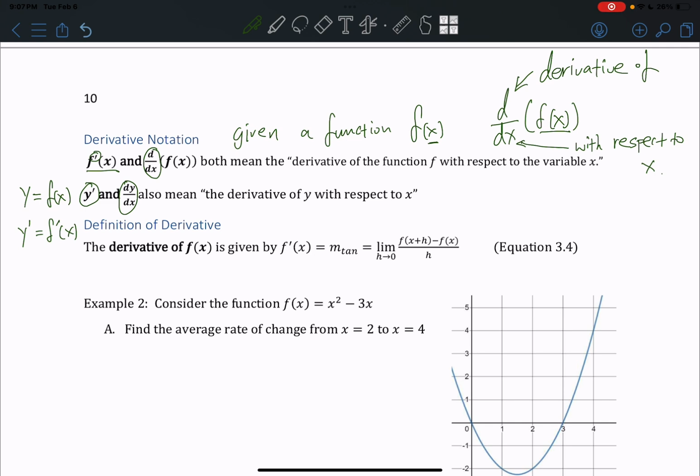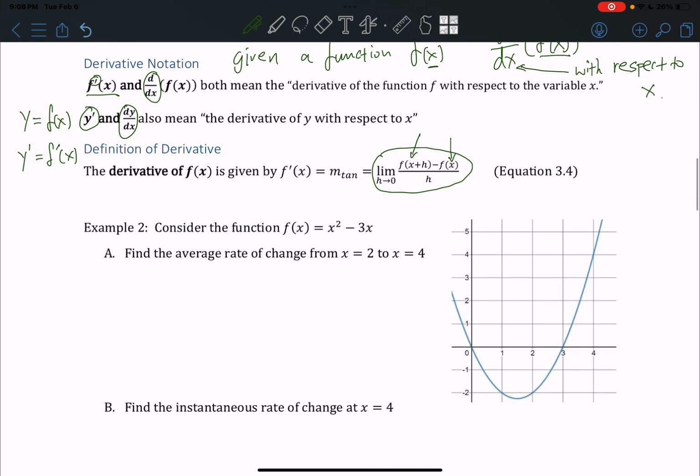The derivative of f of x given by f prime of x is the slope of the tangent line, right? And again, we can already see this limit notation of the difference quotient. The only exception is that, of course, I replace x sub i with x, right? So now we got this formula. This is the more formal, the more precise definition of derivative. Okay, let's see an example here.